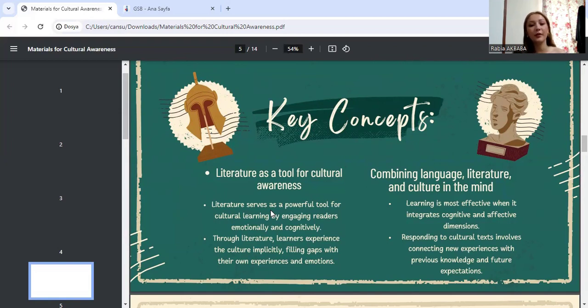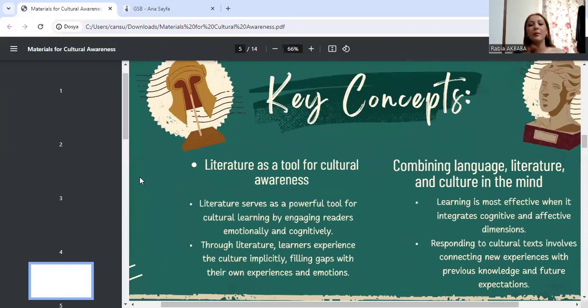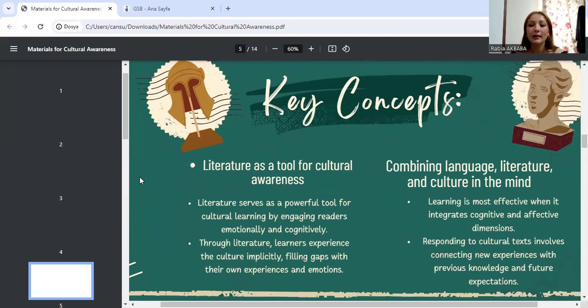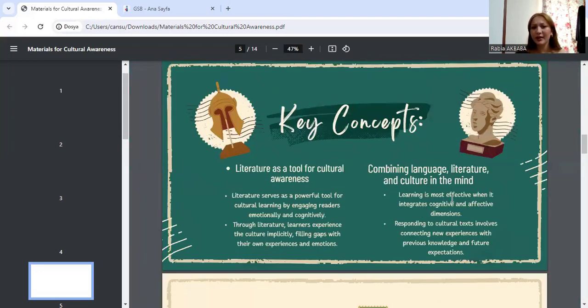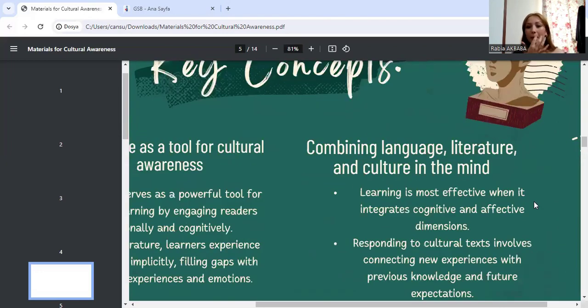Literature as a tool for cultural awareness. Literature serves as a powerful tool for cultural learning by engaging readers emotionally and cognitively. Through literature, learners experience the culture implicitly, filling gaps with their own experiences and emotions. Of course, they have background information, but that way, they're filling their gaps and getting rid of their prejudice or bias, and they get into literature, and it's good for us, good for them.